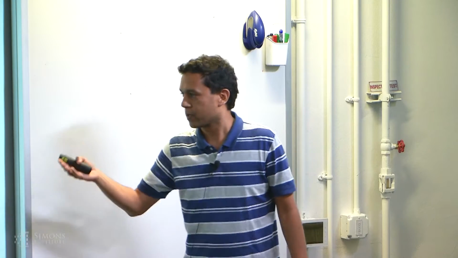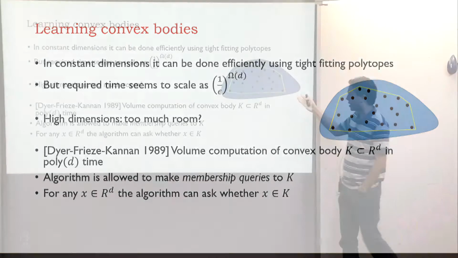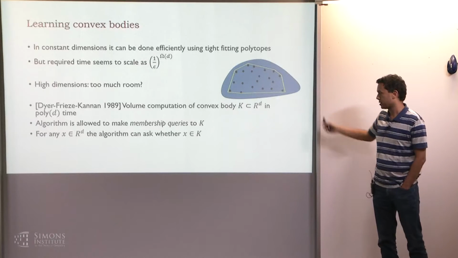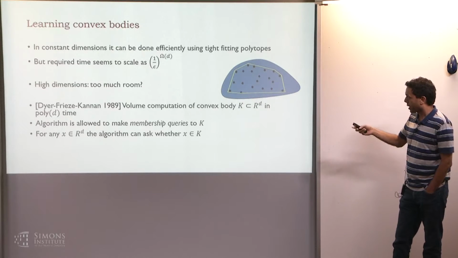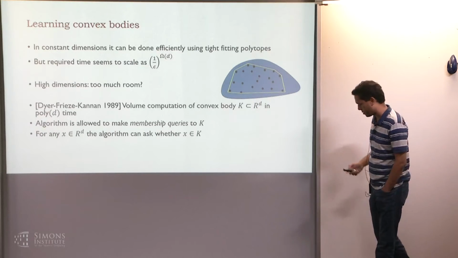But let me remind you of the result of Dyer-Frieze-Kannan, which shows that interesting things can happen in high dimensions if you have randomized algorithms. So volume computation of convex bodies can be done in polynomial time, but they assume a stronger access to the body, which is the membership oracle, not just random points. And so membership oracle is just that for any given x, the algorithm can ask the oracle whether the point x is in K or not. And they give a polynomial time algorithm for solving this problem, and also for generating random points. So this is a stronger access.